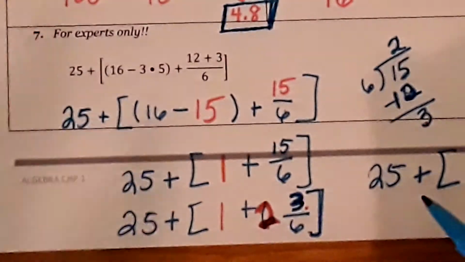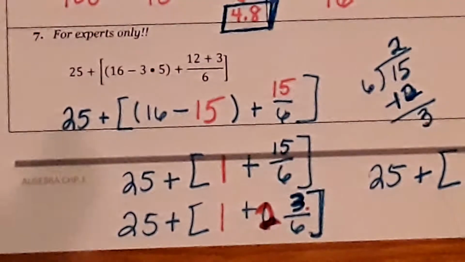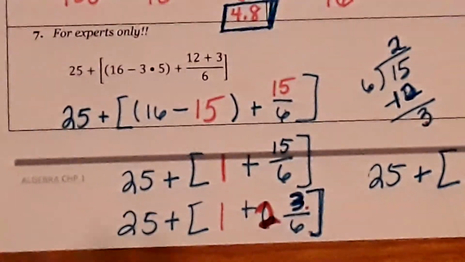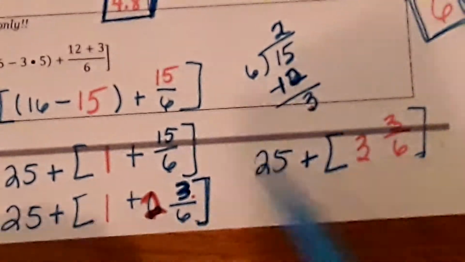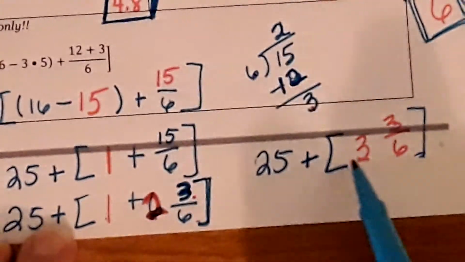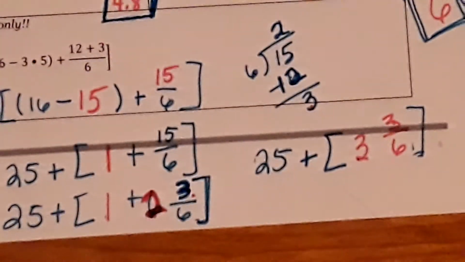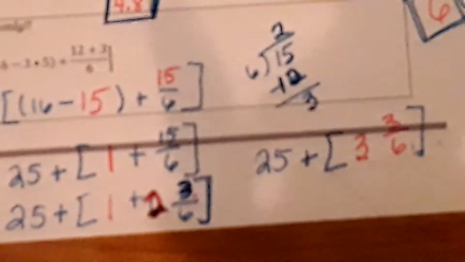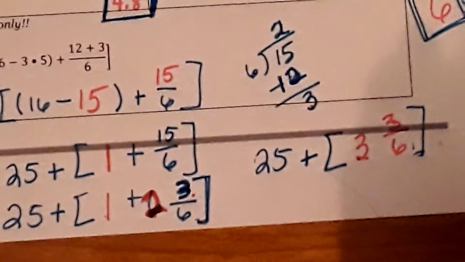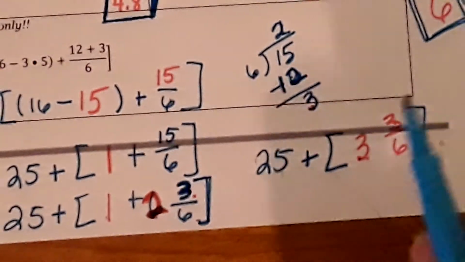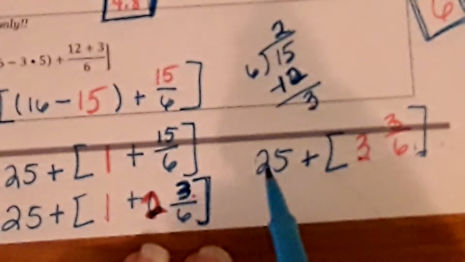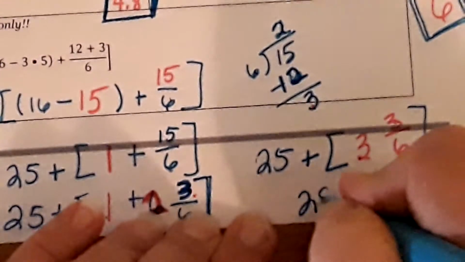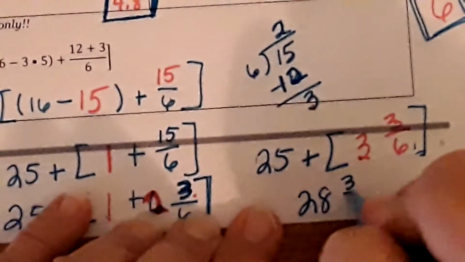Now, since there's no multiplication, there's no division, and there's only addition left. Oh, you guys, I'm so sorry. You didn't see it. There we go. So again, you guys, 1 plus 2 is 3, and the fraction stays the same. Now, since there's no multiplication, no division, no subtraction, we can just go ahead and add 25 and 3. 25 plus 3 is 28, and we can leave it as 3/6.